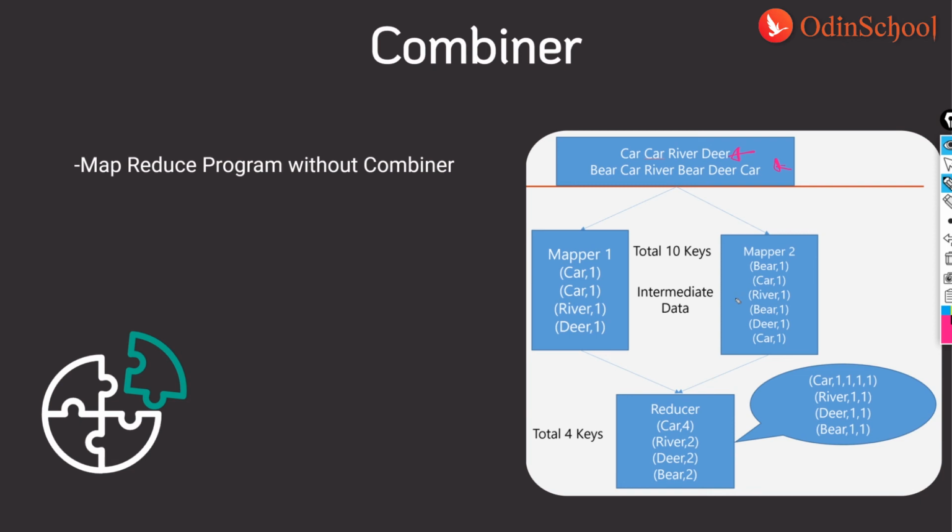Without a combiner, all these 10 keys are transferred, and then the reducer simply combines based on the same keys, because all the keys are there with it. So the final output is: car, comma 1 1 1 1, that means the summation is 4, then river, comma 2, deer, comma 2, and bear, comma 2. So there are a total of 4 keys in the output. This is without a combiner, our standard classic flow.